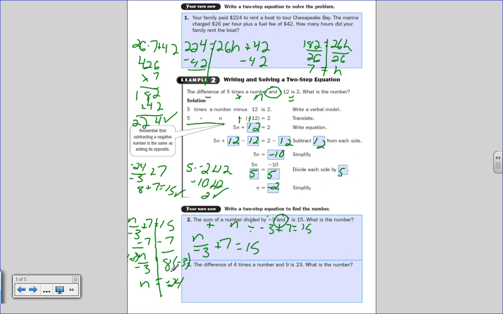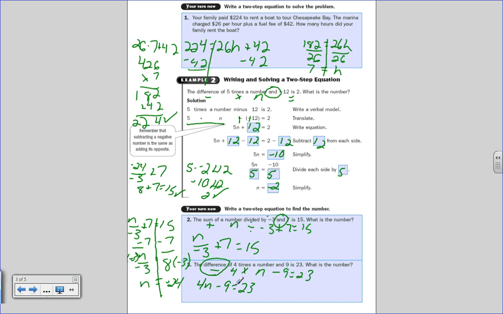Alright, let's see if we got it written right. Difference tells us what? That means subtract. 4 times a number, that's my variable, and that's where my subtraction is going. 9 means equals 23. Now I write it out the way I show it with algebra. I don't write 4 times n, I just put them next to each other. 4n minus 9 equals 23.